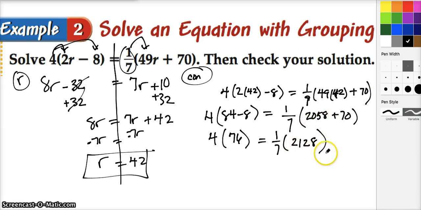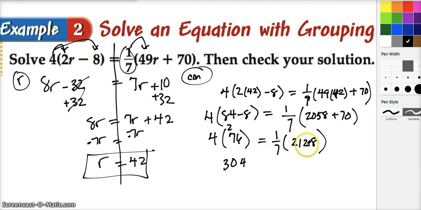get 2,128, and now I'm hoping for the best, so I multiply 4 times all of this. 4 times 6 is going to give me 24. Drop that there. 7 times 4, that's 28. So 304, right? Is that right? What do you think? All right, let's check this out.